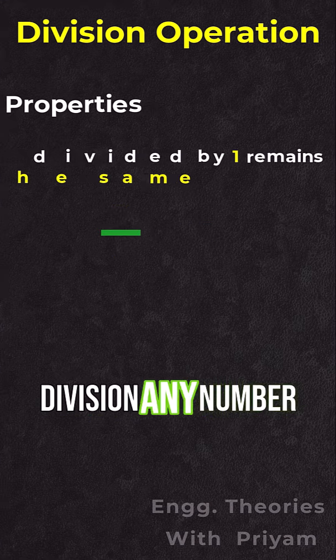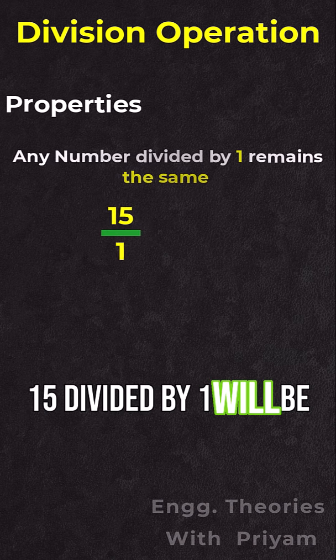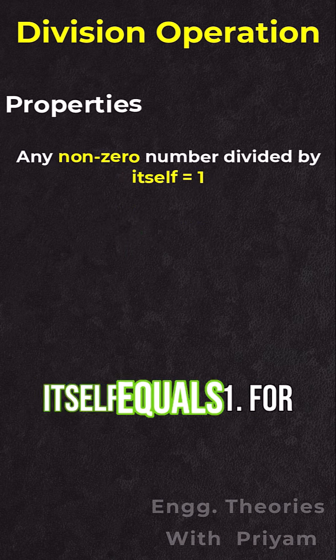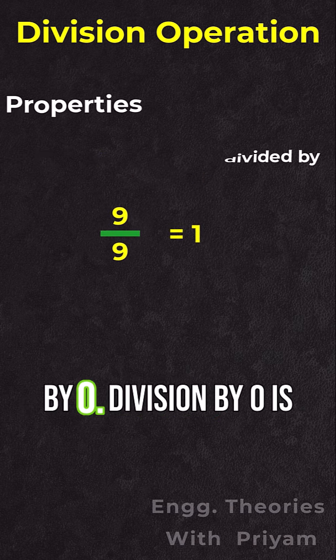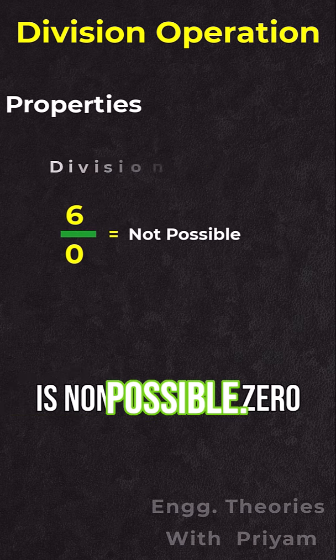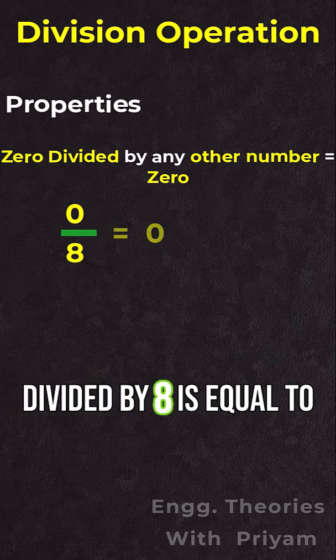Properties of division: any number divided by 1 remains the same. For example, 15 divided by 1 will be 15. Division by itself: any non-zero number divided by itself equals 1. For example, 9 divided by 9 is equal to 1. Division by 0: division by 0 is undefined. For example, 6 divided by 0 is not possible. 0 divided by any other number is always 0. For example, 0 divided by 8 is equal to 0.